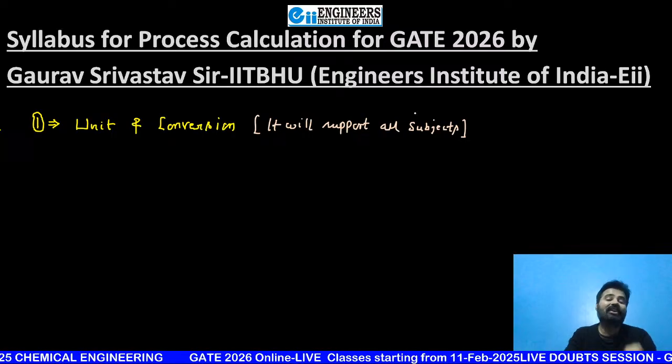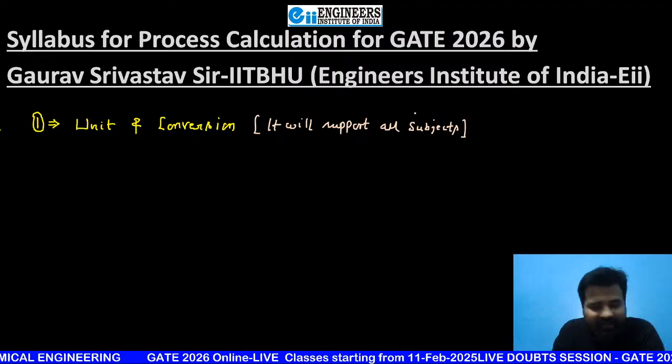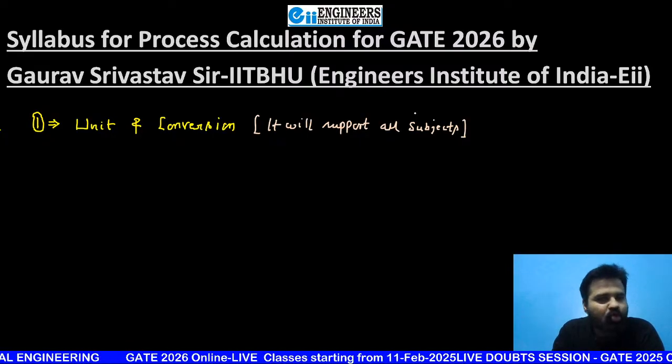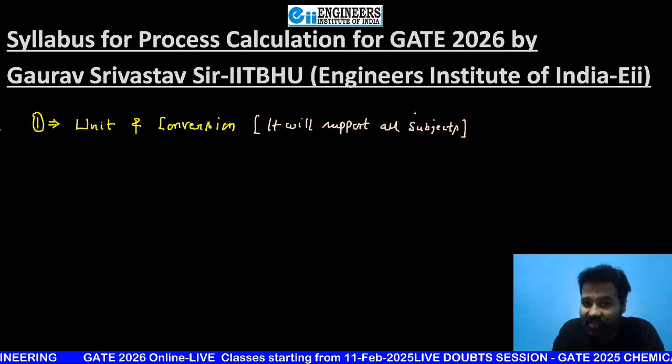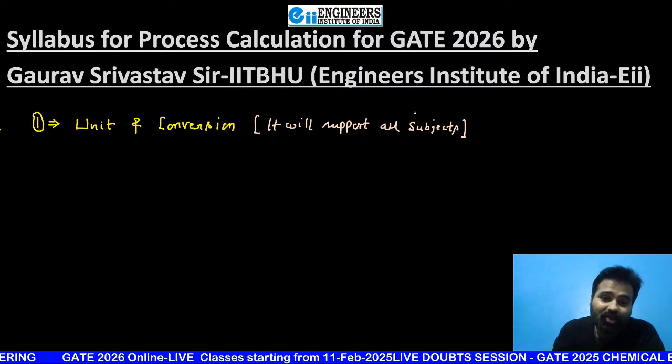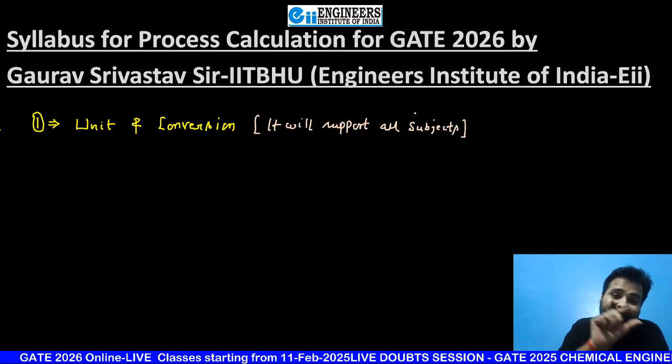1 inch is equal to exactly 2.54 centimeter. In conversion in any subject, if you are using 2.5 or 2.52, maybe you are not in the GATE answer key range. Okay, so now I hope you understand the importance of units and conversion.